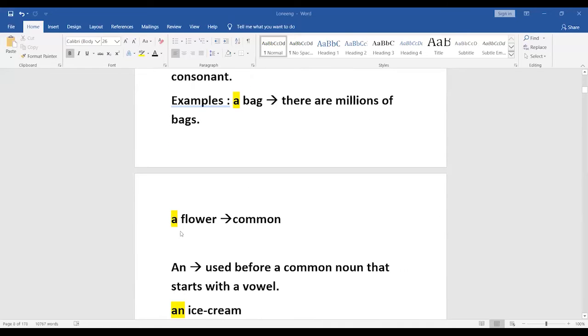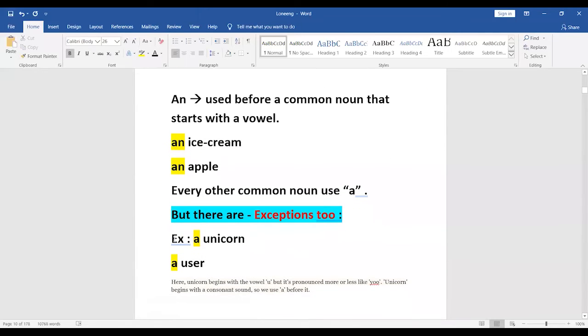For example, another example, a flower. Okay, a flower. So it is a common noun, and that is the reason why we use a in front of the noun flower. Flower, F starts with a consonant, and that is the reason why we put a there. Okay. Now let's go on to the third article, which is an.